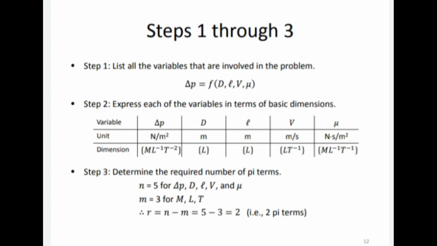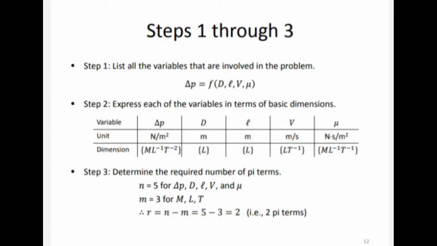So step 3 is to determine the required number of pi terms. So we already know n is equal to 5. So 5 is delta P, d, L, V and mu, and m is equal to 3 because we have 3 dimensions, which are M, L, T.